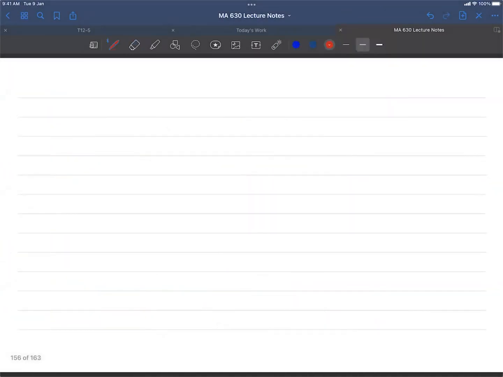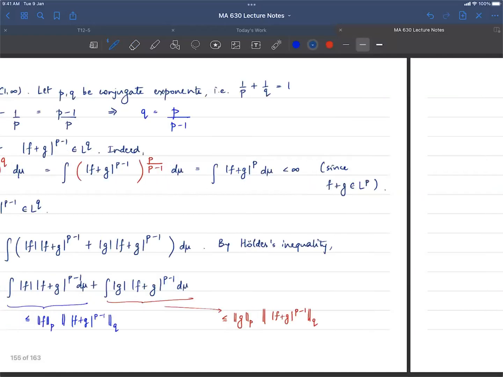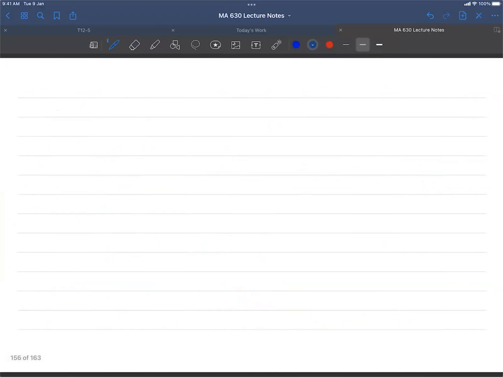All right, so now what do I have? If I apply Hölder's inequality, what do I get? I get the norm of F plus G in LP to the pth power is less than or equal to the LP norm of F times, I'll use different colors here so that it's easier to see, mod F plus G to the P minus 1, and then I take its LQ norm, plus the LQ norm of G times mod F plus G to the P minus 1, and then I'll take its LQ norm.